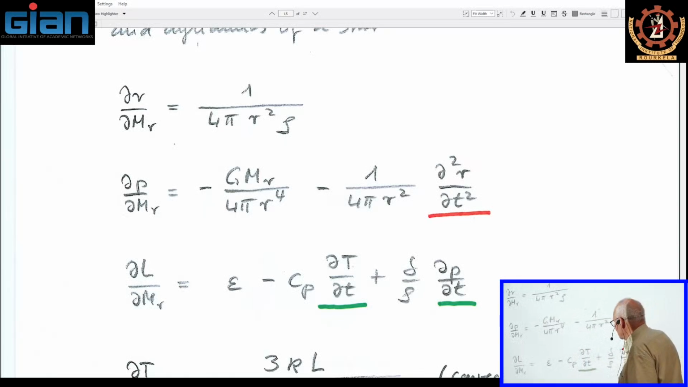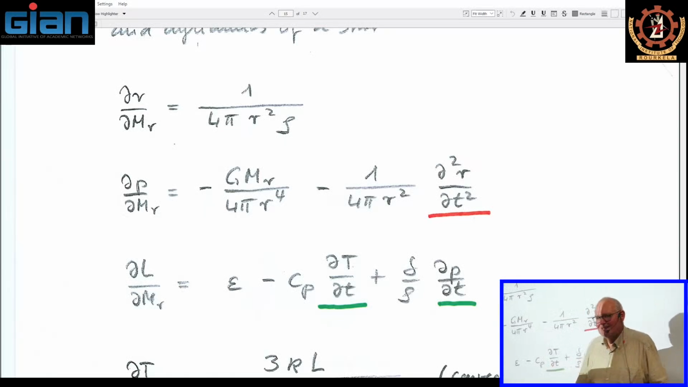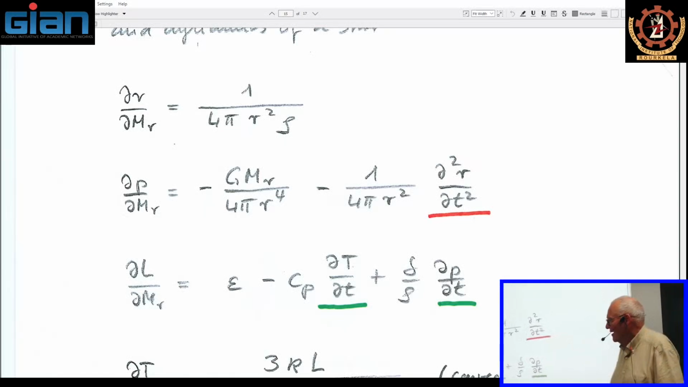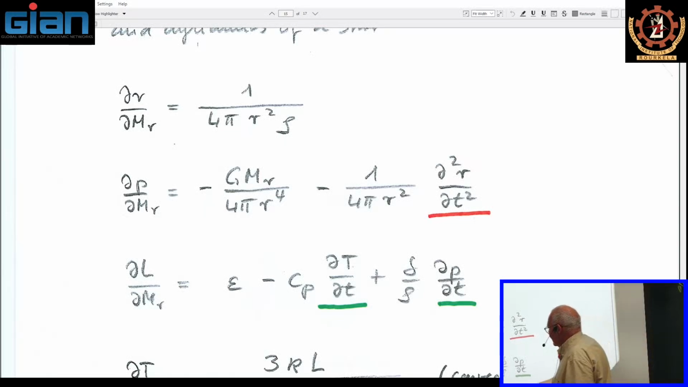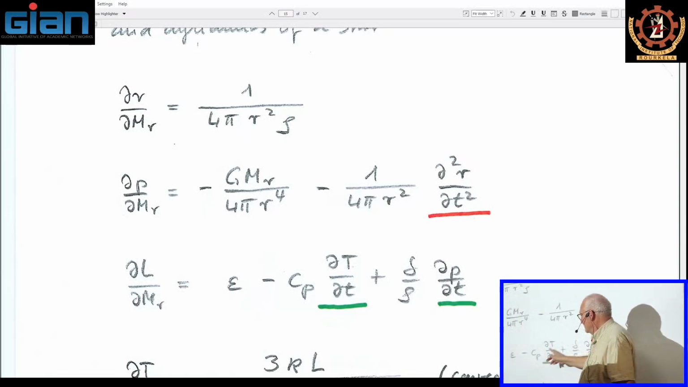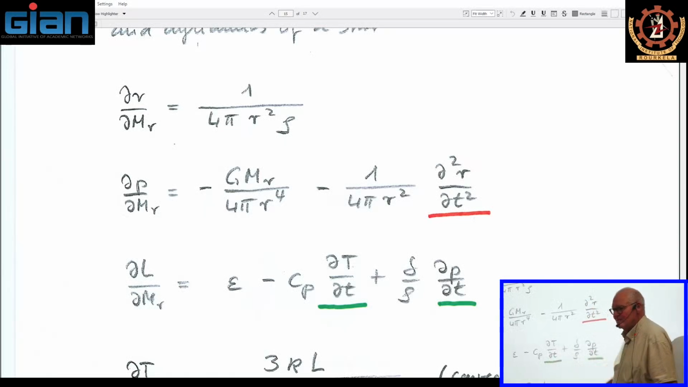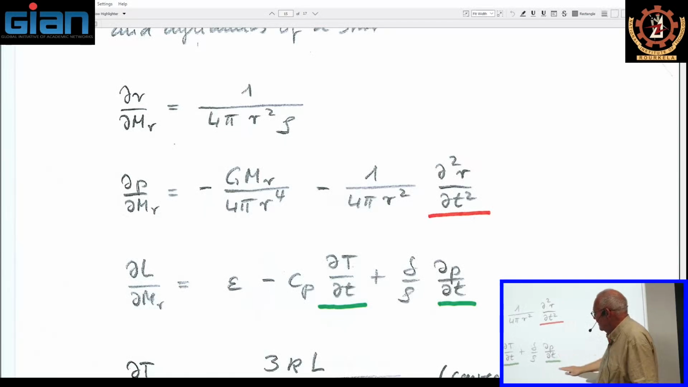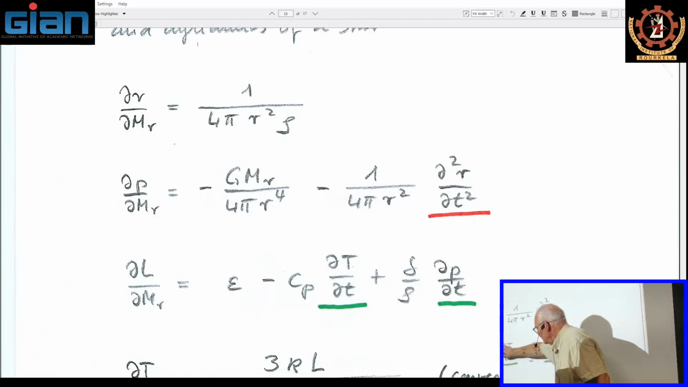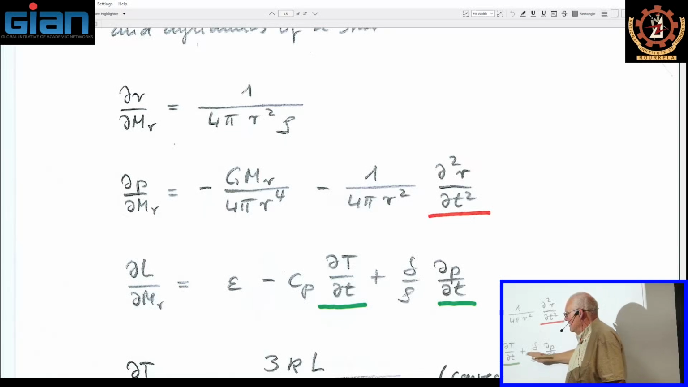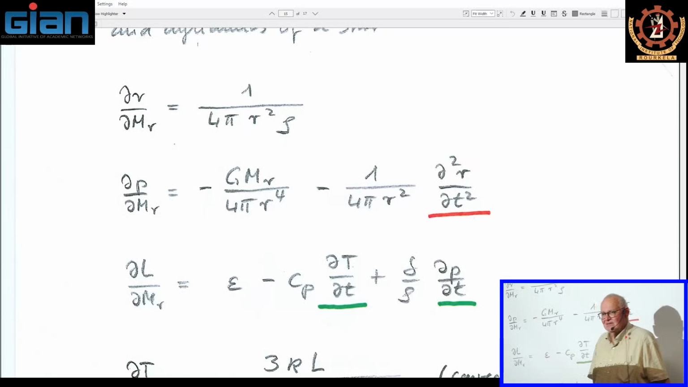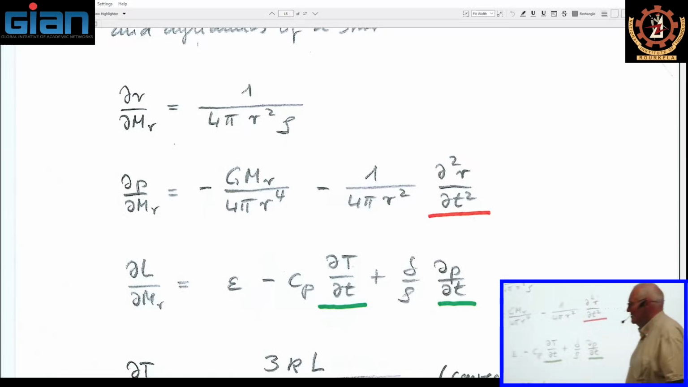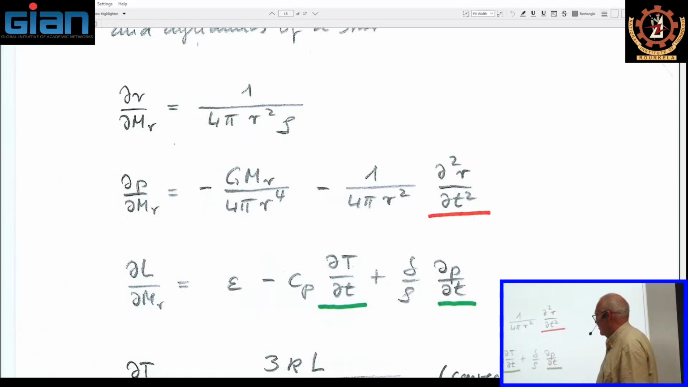which is equal to the energy generation rate minus the T times ds by dt, and the T times ds by dt is now replaced by the specific heat at constant pressure times the time derivative of the temperature plus delta over rho times dP by dt. Okay, so this is the derivative of the entropy, and it's the dq. This is the divergence of the flux, and this is the energy generation rate. So that's where these terms come from.